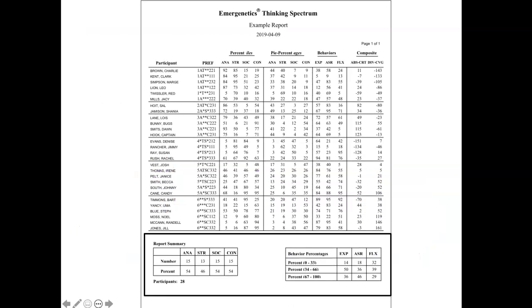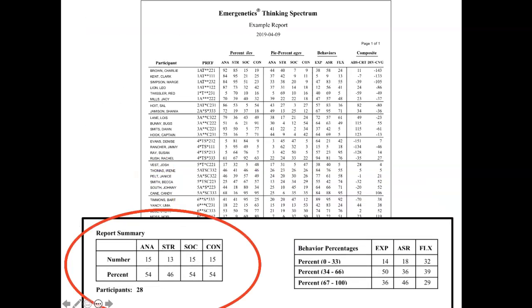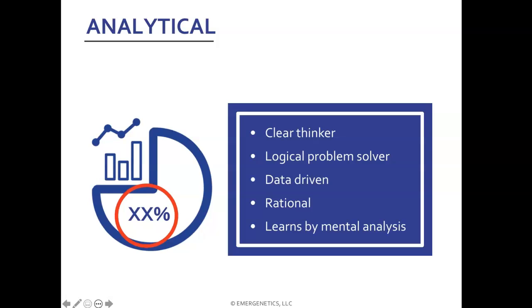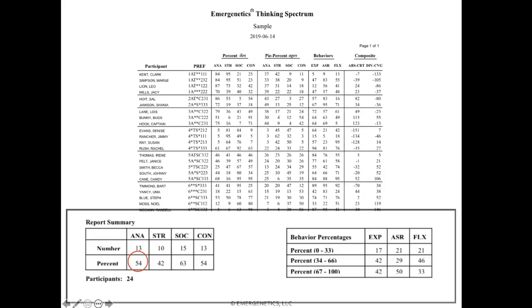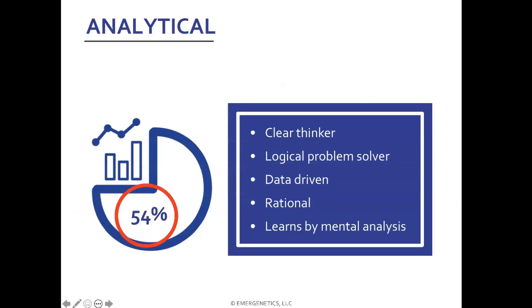For the thinking attributes, reference the thinking portion of the report summary to find the percentage of people in the group with each attribute and preference. As an example, let's look at the analytical slide. Identify the number of people with an analytical preference, which in this case is 54%. And then insert that number into the slide.